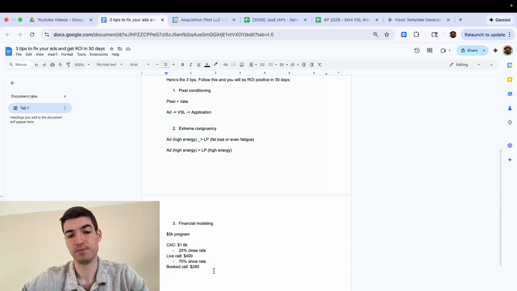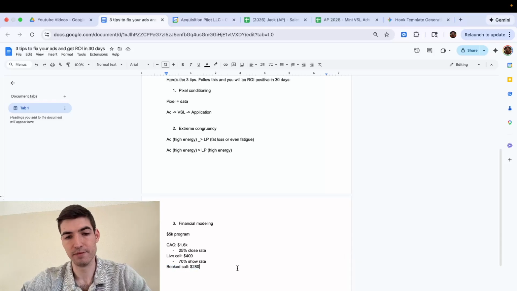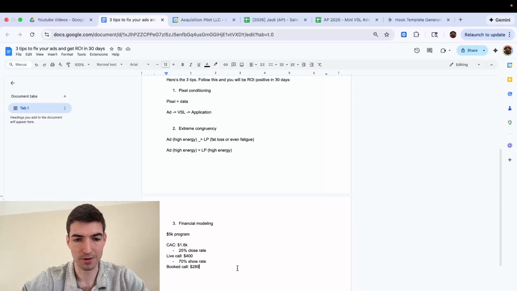And just for reference, a $280 cost per call is quite high. This should be very easy to achieve if you're using a good funnel and if you follow these tips here. So do the financial modeling, know your numbers, and then you can make good decisions, because that's key.